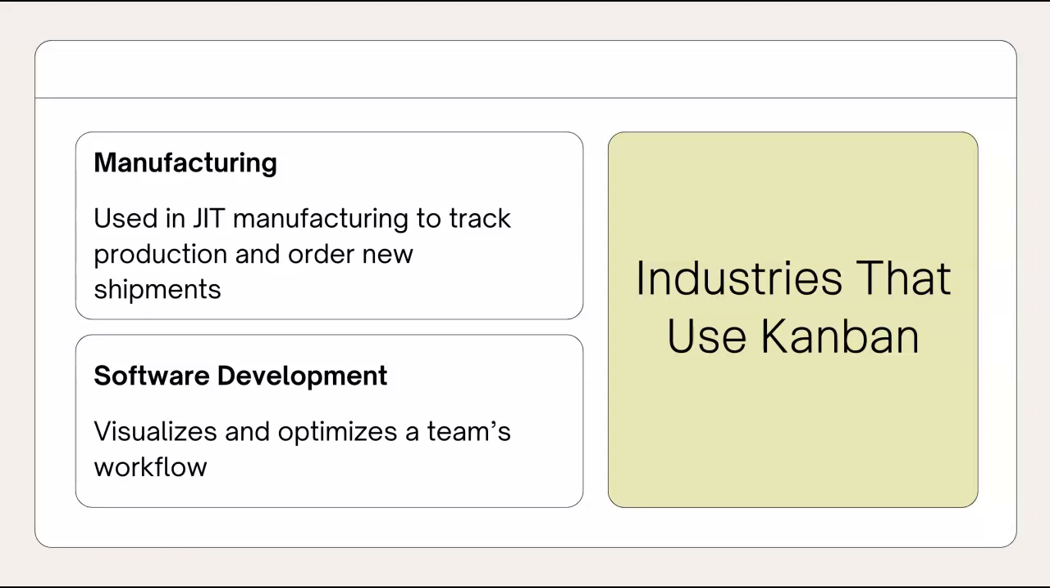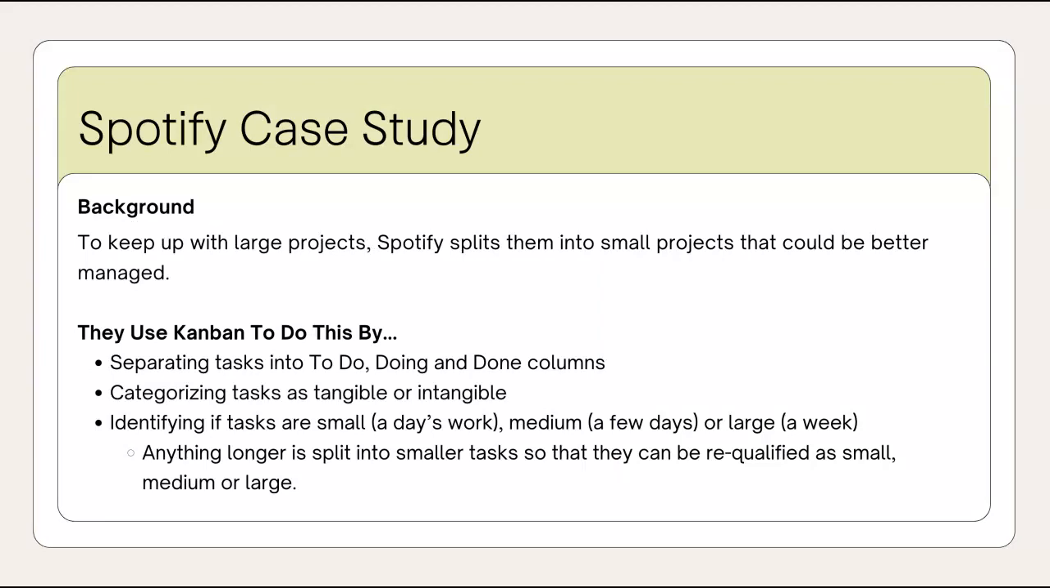So what are some actual companies that we see using this? Spotify, to keep up with some of their larger projects, has utilized Kanban to split their big projects into smaller projects that can then be better managed. They saw that they were struggling to keep up with some of their larger projects, and that's why they started using Kanban. They do this by separating tasks into those classic categories of to-do, doing, and done.